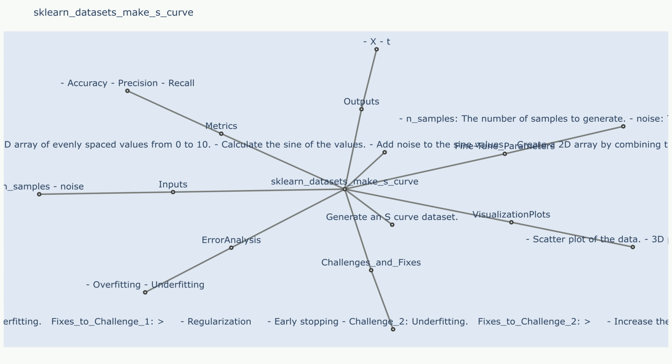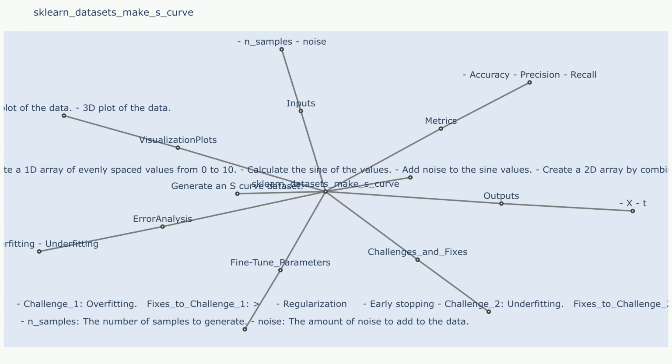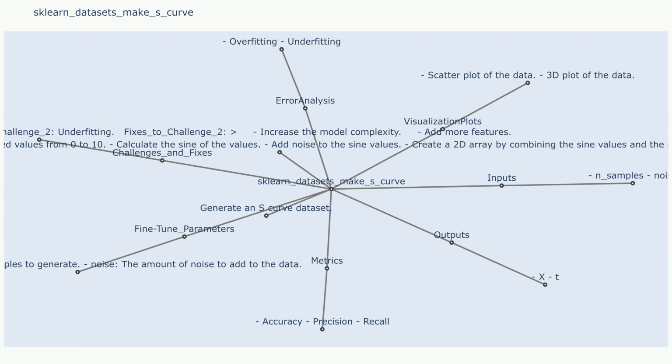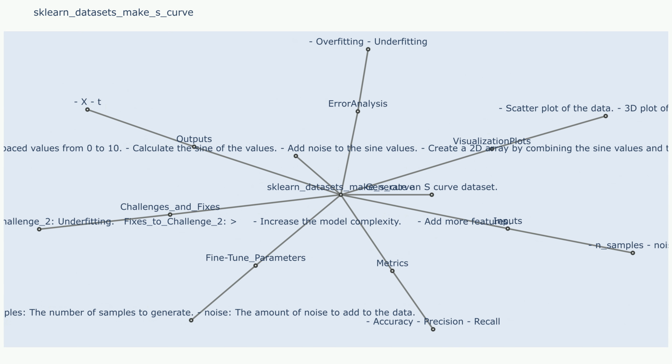Uncertainty methods: none specifically applicable, as this is a dataset generation function, not a model. Challenges and fixes. Challenge 1: overfitting to the generated S-curve. Sample use case that resulted in challenge 1: applying a model that learns the exact shape of the S-curve, leading to poor generalization performance on unseen data.